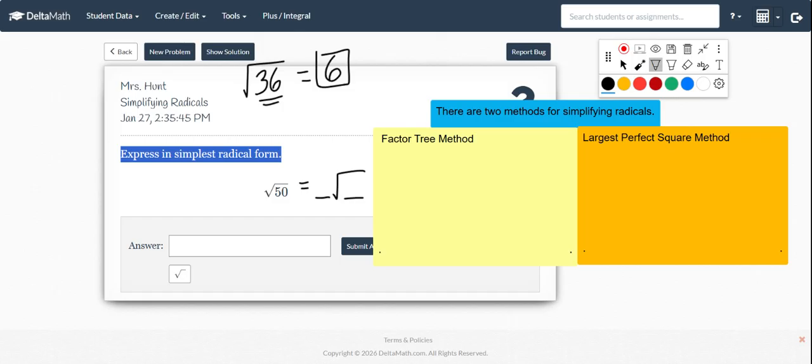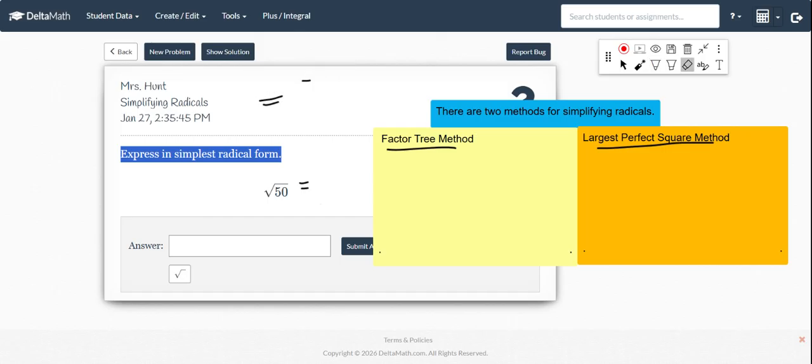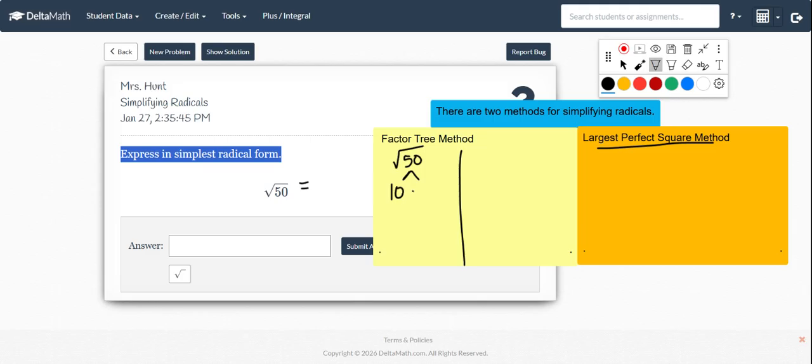There's two methods. One is the factor tree method, and that's going to be in the yellow post-it. The other is the largest perfect square method. Let's start. I'm going to do the factor tree method twice. Let me first start with just the first numbers I can think of. Factor tree method works by breaking down 50 into two things that multiply to 50. So I'm thinking 10 times 5 is 50, so I break it down like that.